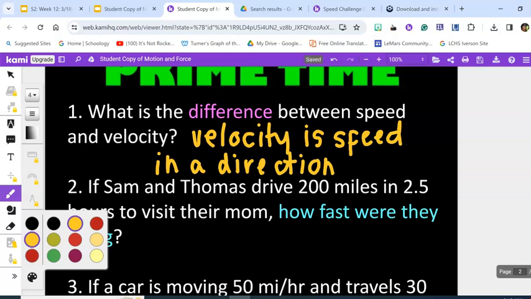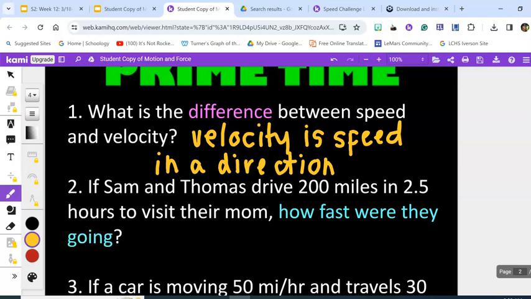Now, what else has a direction? Last week, Thursday, we talked about 2 things, distance and displacement. Which one of those has a direction to it? Displacement, right? Displacement is giving you a distance and a direction to travel.